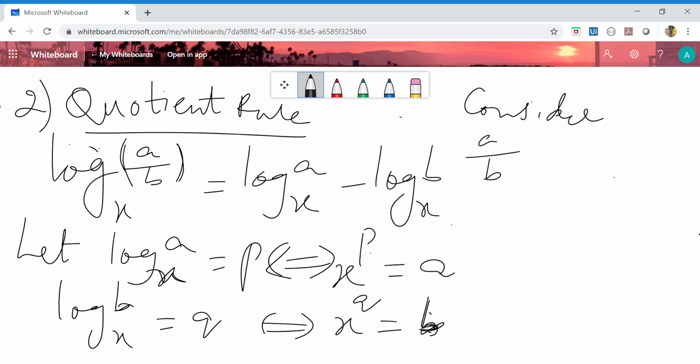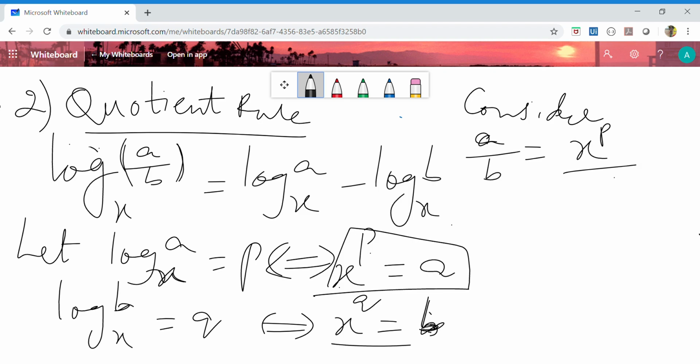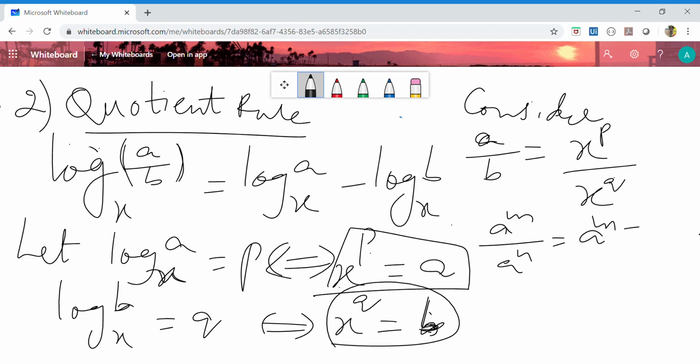Consider a by b. What you assumed, what you got for a value, is x to the power of p. And b value is x to the power of q. But we know that a power m by a power n is equal to a to the power of m minus n, by using the laws of exponents. So we will get a by b is equal to x to the power of p minus q.